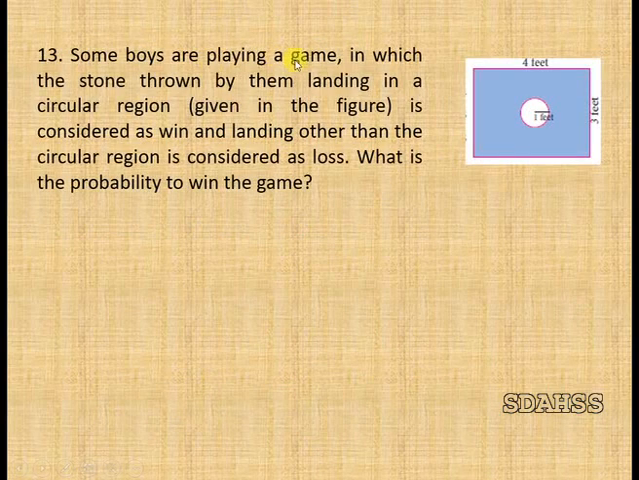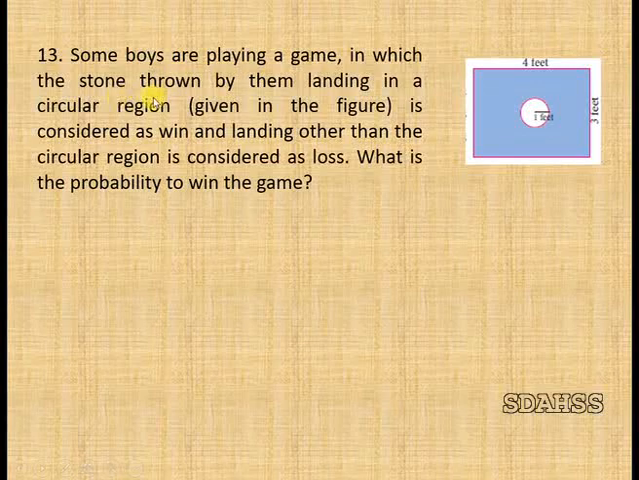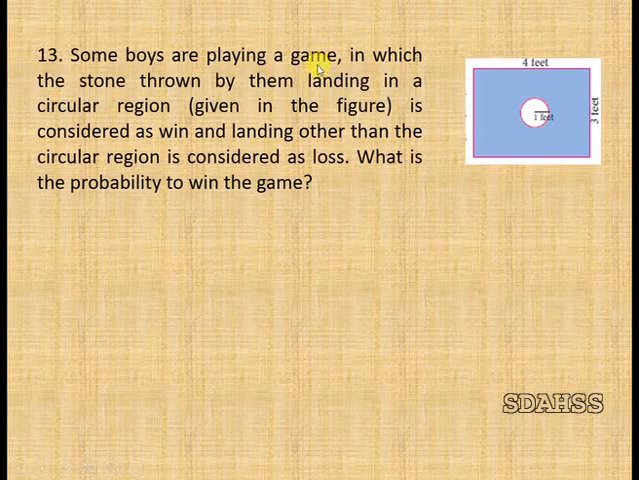Some boys are playing a game in which a stone thrown by them landing in the circular region given in the figure is considered a win, and landing other than the circular region is considered a loss. What is the probability to win the game?